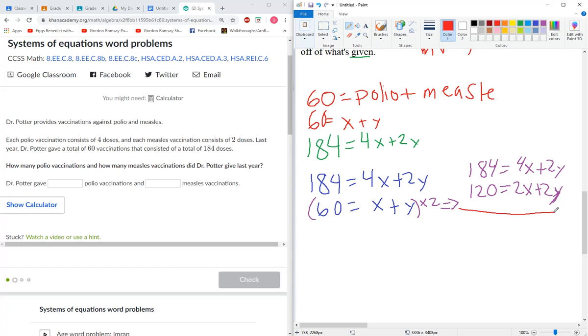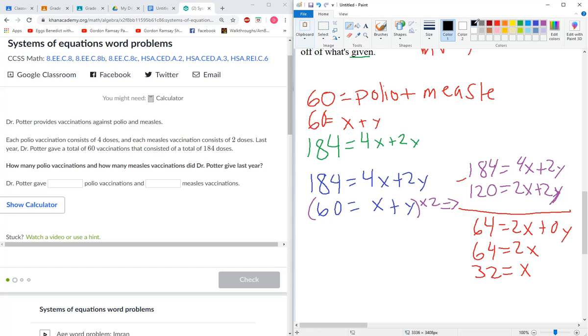Now, next step, now that we have our matching coefficients and everything's lined up, we have to pick addition or subtraction. Because we have positive 2 and positive 2, if we want to get 0, just make them subtract. Positive 2 minus positive 2 is 0. So we end up with 184 minus 120 is 64. 4 minus 2 is 2x. 2 minus 2 is 0. So then we don't need to rewrite the 0. 64 is equal to 2x. X is equal to 32.